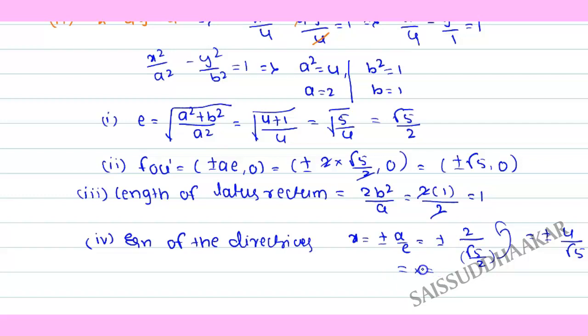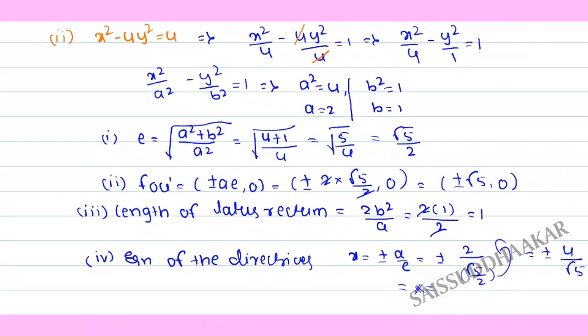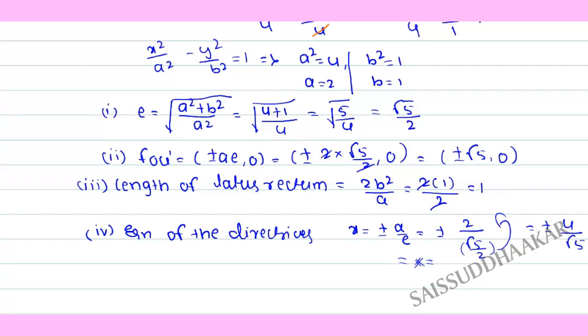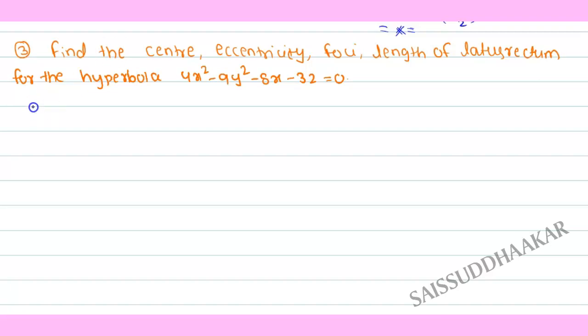And in the question, for the given hyperbola x square minus 4y square is equal to 4, he is asking for eccentricity, foci, length of latus rectum, and equation of directrices. Okay. This is the given question. Now coming to the solution, first I am writing the given equation: 4x square minus 9y square minus 8x minus 32 is equal to 0.